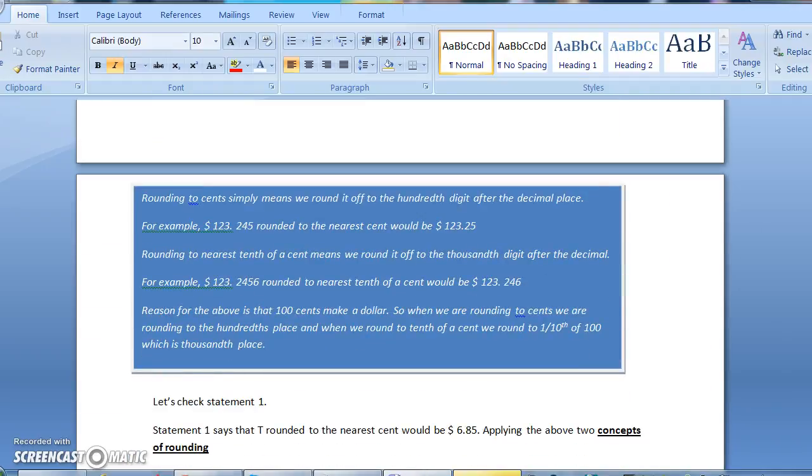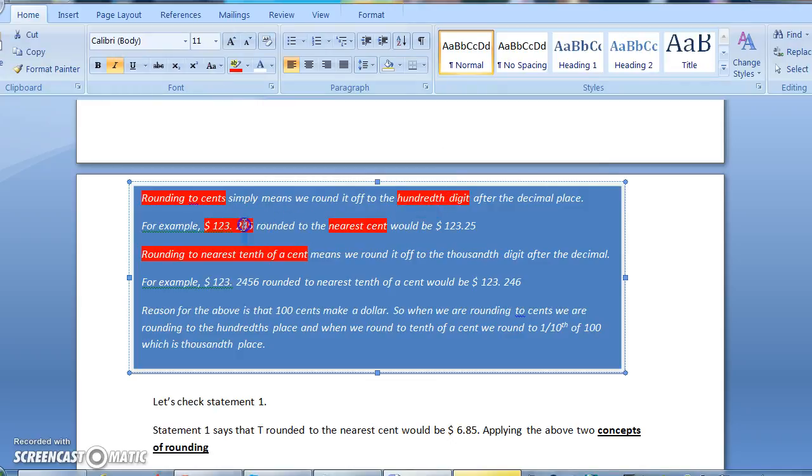Now, in this problem we also need to know an extension to this: the concept of rounding to cents and rounding to the nearest tenth of a cent. So what do these two things mean? Rounding to cents simply means that we are rounding it to the 100th place after the decimal point. So, going back to this example, we start with 123.245, we are rounding it to the nearest cent, which implies that we are rounding it to the nearest 100th.